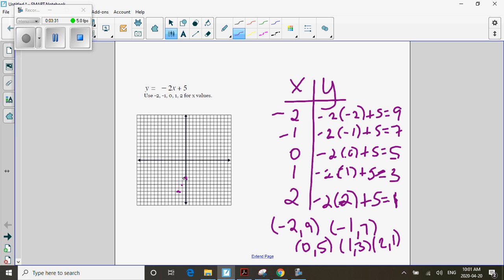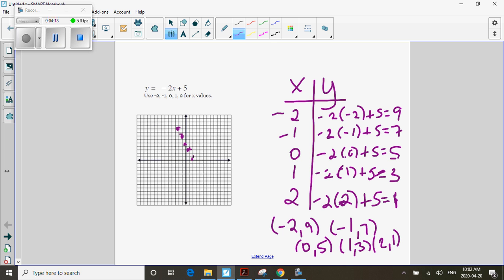And 1 and 3. Oops, sorry, I did these in the wrong place. Oh dear. Good thing I have an eraser. Okay, sorry. Negative 2 and 9 should have been up. So negative 2 and 9, 1, 2, 3, 4, 5, 6, 7, 8, 9. Negative 2 and 9, negative 1 and 7, 0 and 5. Oops, that's at 4. So small. 1, 2, 3, 4, 5. And then 3. And then 2 and 1.